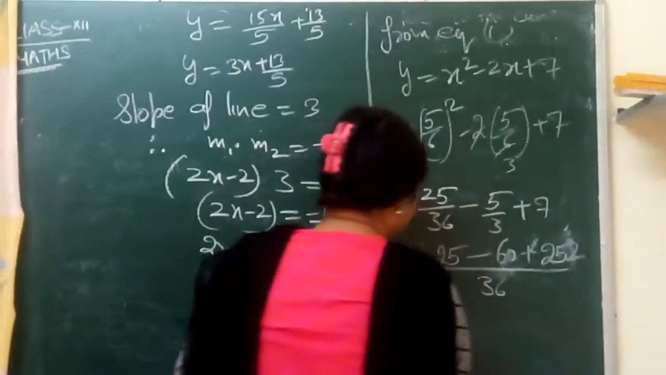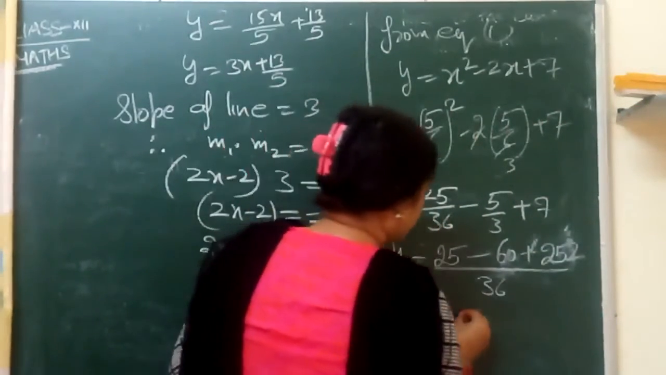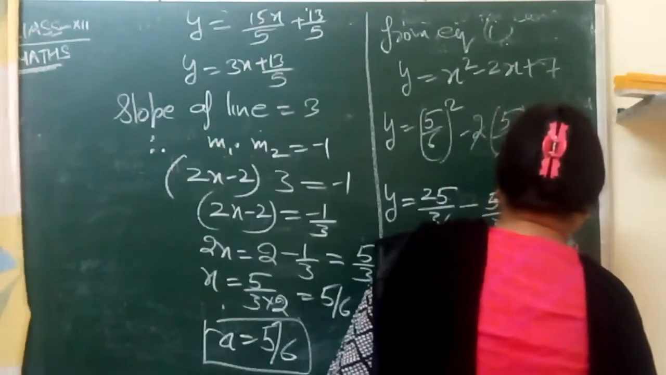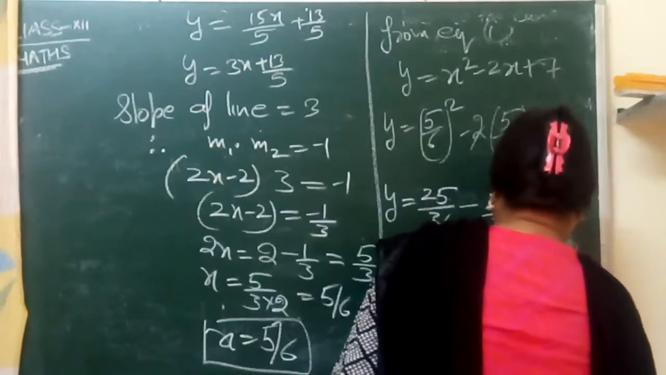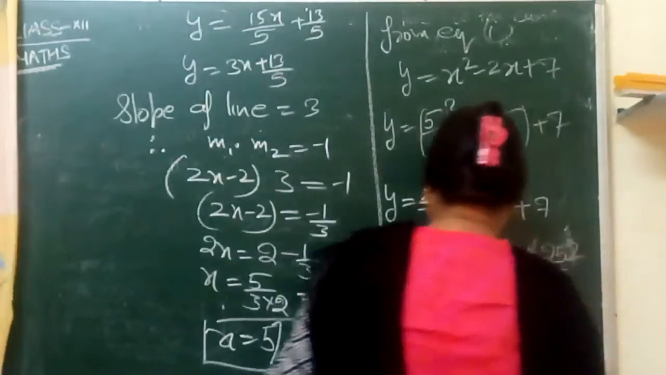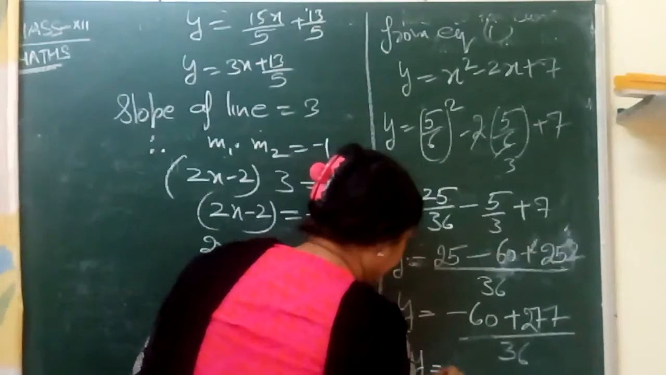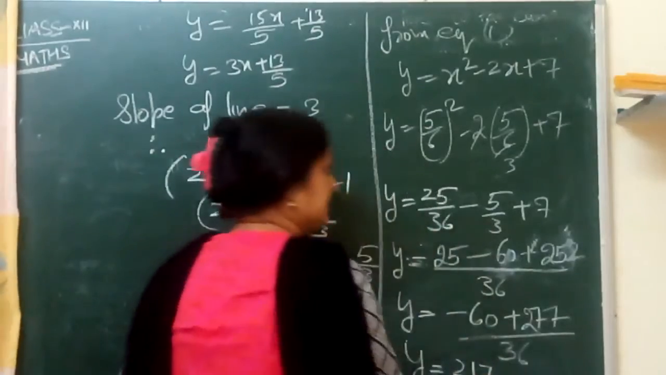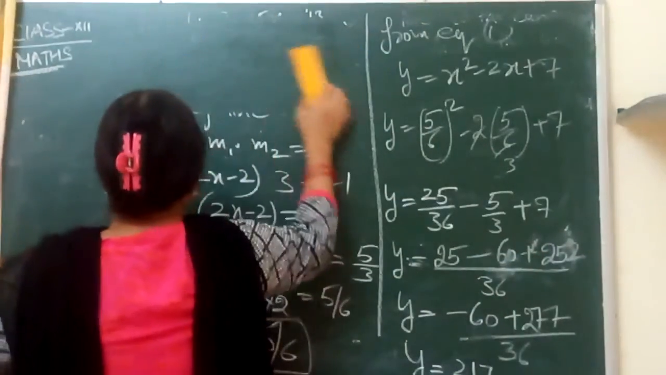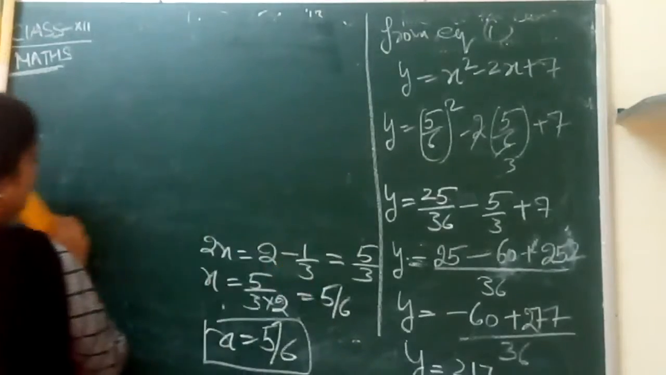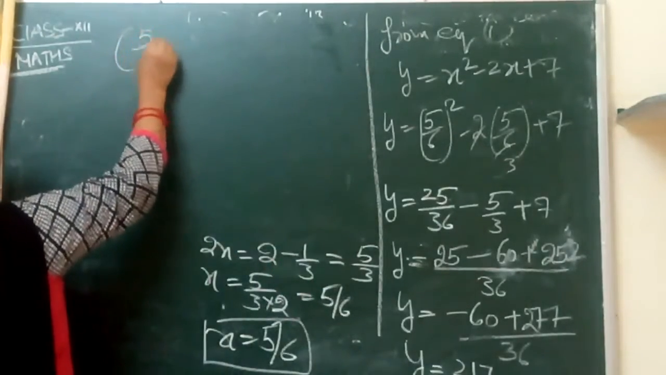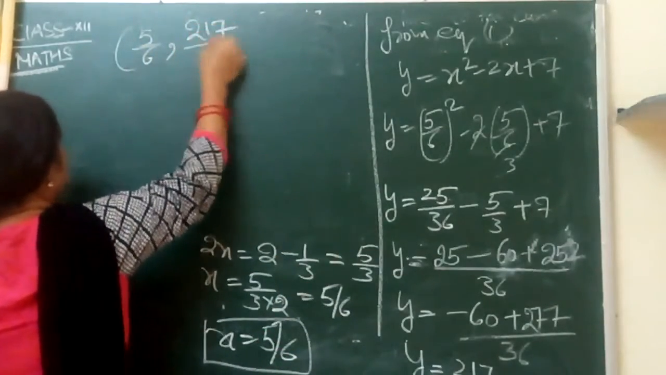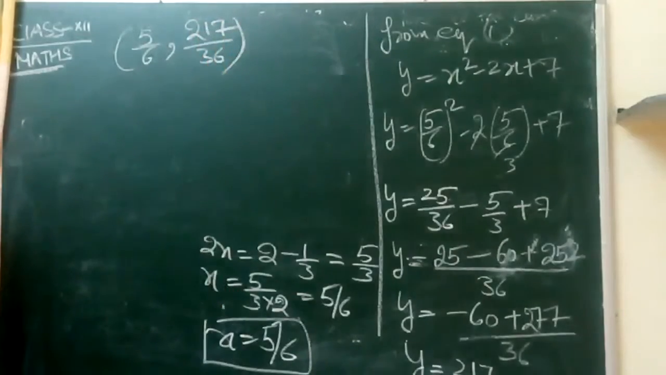After this it will come y is equal to this, minus 60 plus 277 upon 36. So the value of y will come 217 upon 36. The value of x is 5 by 6 and the value of y is 217 upon 36. So this is the point.